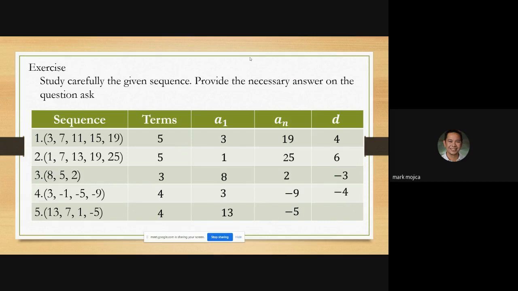Now, let's try to work with number 5. 7 minus 13, it should be negative 6. Oops, mali ako. So, ibig sabihin, sana tama kayo. Okay? That is negative 6. I hope this is clear. Okay? So, let's proceed now.